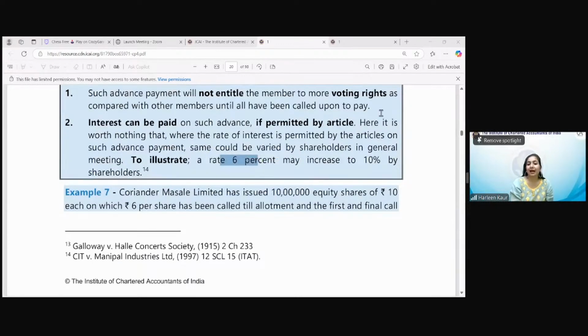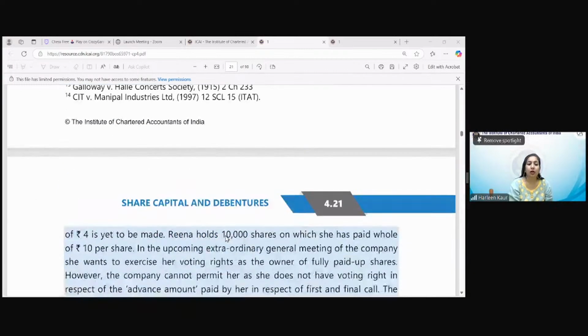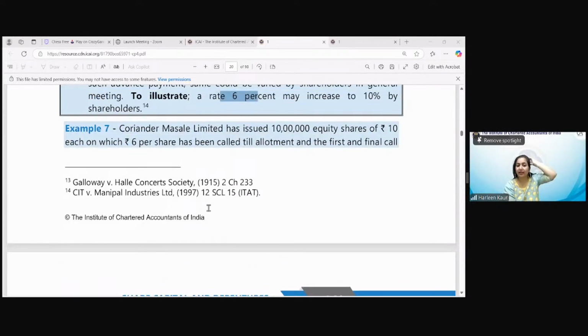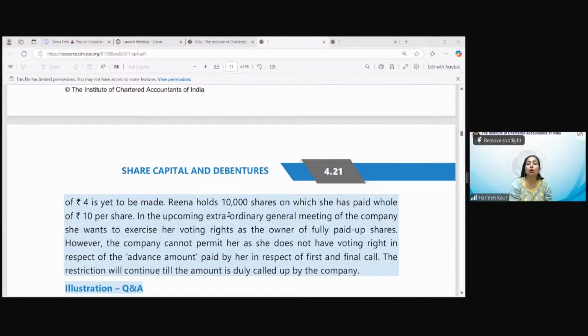Coriander Masale Limited has issued 10 lakh equity shares of rupees 10 each, on which 6 were called till the allotment, and the first and final call of rupees 4 is yet to be made. So it is a 10 rupee share, 6 rupees have been called and 4 rupees is pending. Reena holds 10,000 shares on which she has paid the whole of rupees 10. In the upcoming extraordinary general meeting, she wants to exercise her voting right as the owner of the fully paid up shares. Will the company allow her to have the voting right on the fully paid up shares?